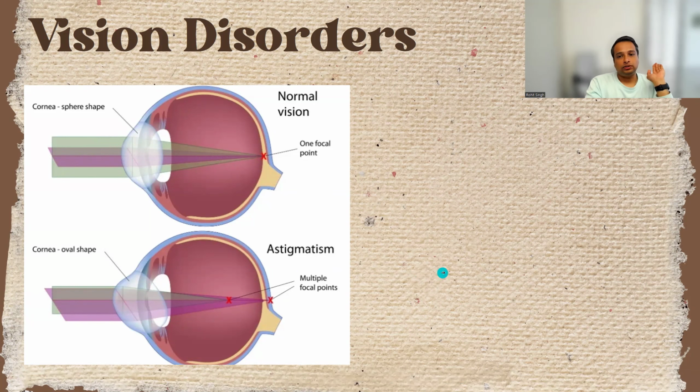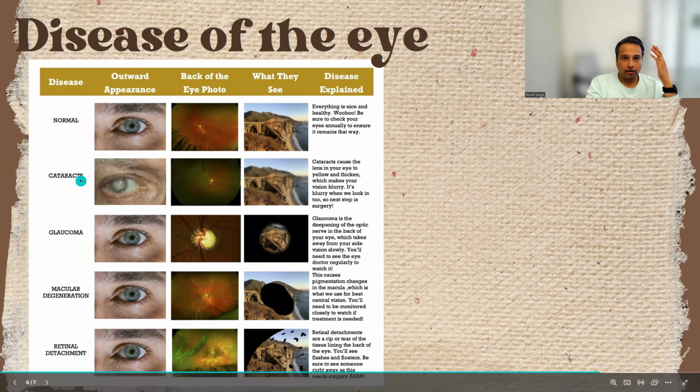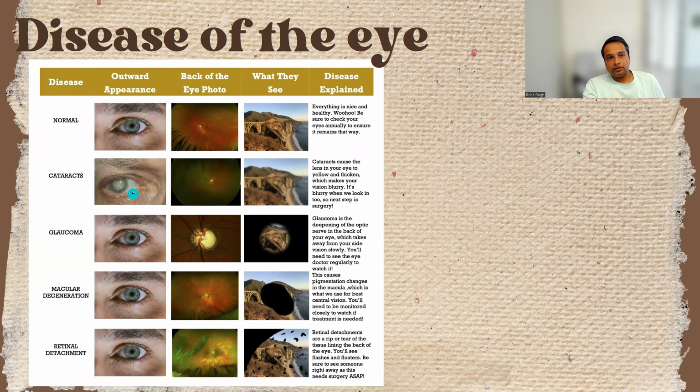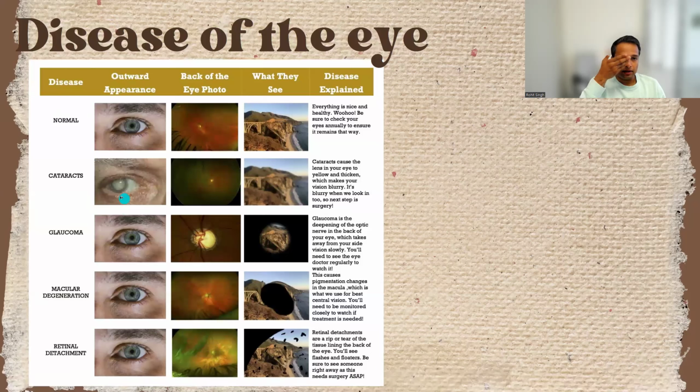So these are the normal disorders of your eye. The other disorders, which are actually diseases of the eye. So if I look at it, these are the four common diseases of the eye. One is cataract. Basically, what happens is if I look at a normal person's eye, you will see this milky white around their pupil and cornea.